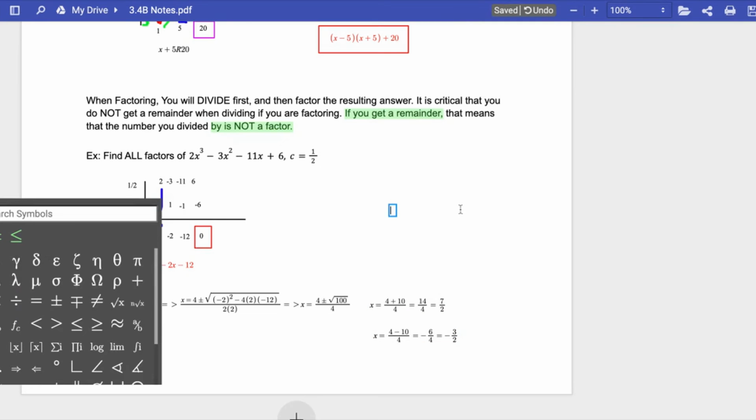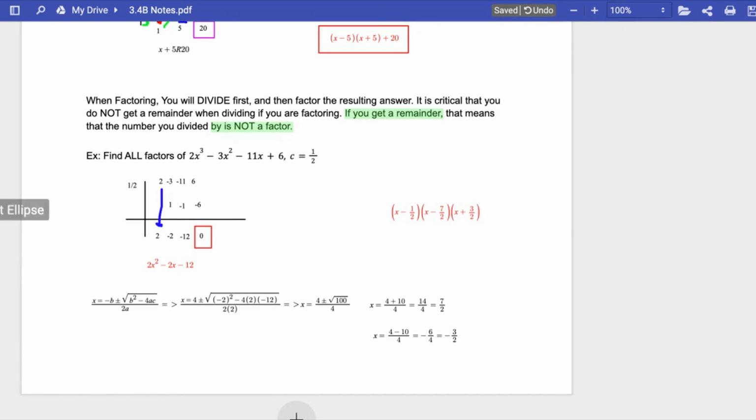So I'm going to have x minus 1 half. And remember, that's because it's the opposite, right? It's coming from x minus 1 half means that x is equal to 1 half. So then likewise, instead of x plus 7 halves, it's going to be x minus 7 halves, because x is equal to 7 halves. And finally, x plus 3 halves. So just remember that whatever you get for your intercept, you have to make it the opposite. And then now it's completely factored and we are done.